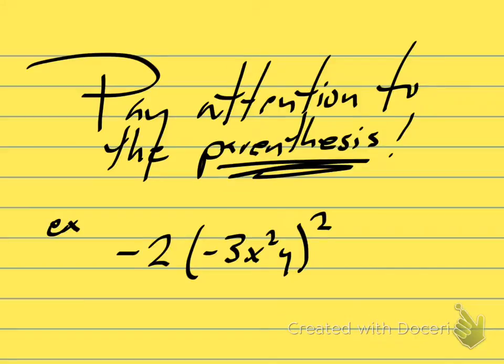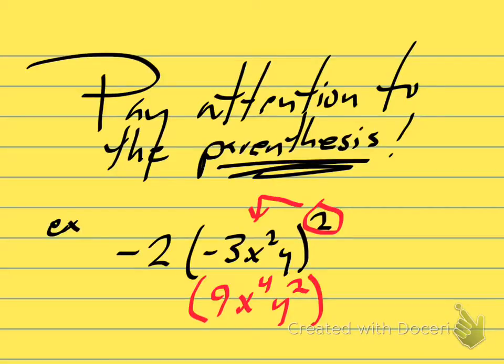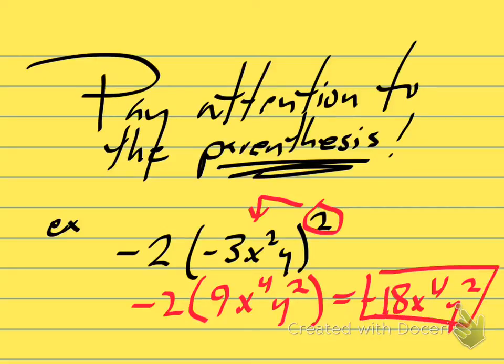All right, one last problem, and this is a little bit beyond what's in the textbook, but pay particular attention to the parentheses. Just like we saw with the negatives, if you have numbers and other things outside the parentheses, the power 2 only refers to the stuff that's in here. So we're going to take negative 3 to the second power, which is positive 9. x squared to the second power is x to the 4th, and y to the second power is y squared. That's what I get when I evaluate the parentheses. I still have a negative 2 out front. So the final answer here is negative 18 x to the 4th, y to the 2nd. Okay, so pay attention to the parentheses.